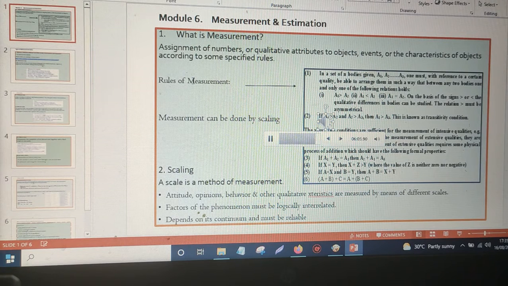Now, measurement can be done by scaling. Measurement can only be done by scaling. A scale is a method of measurement.